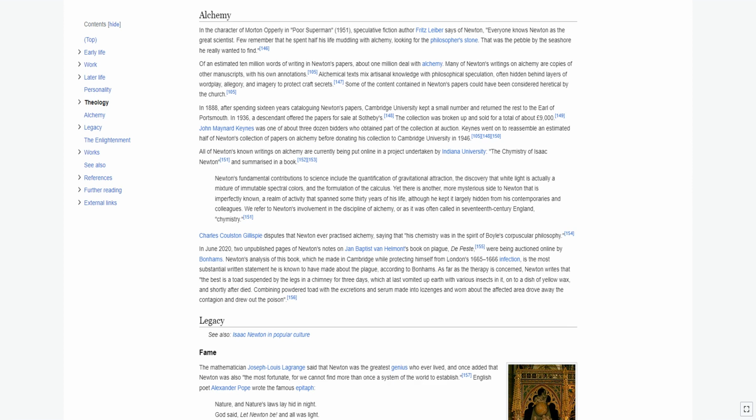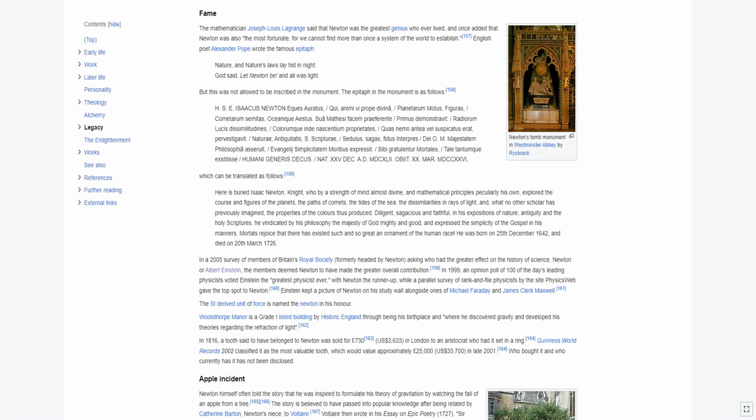As far as the therapy is concerned, Newton writes that the best is a toad suspended by the legs in a chimney for 3 days, which at last vomited up earth with various insects in it, onto a dish of yellow wax, and shortly after died. Combining powdered toad with the excretions, and serum made into lozenges, and worn about the affected area drove away the contagion, and drew out the poison.